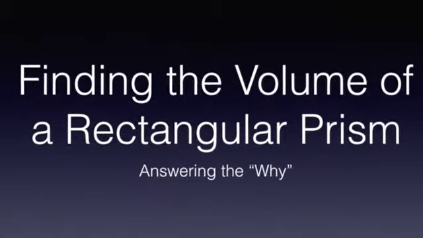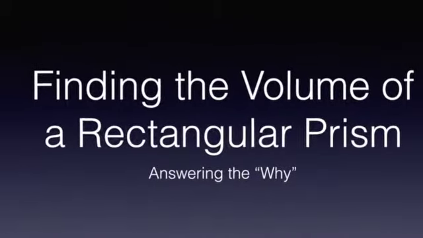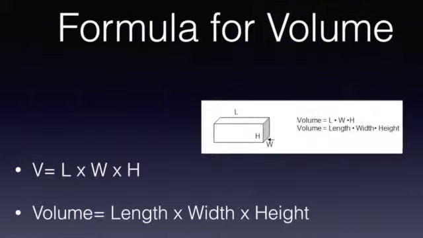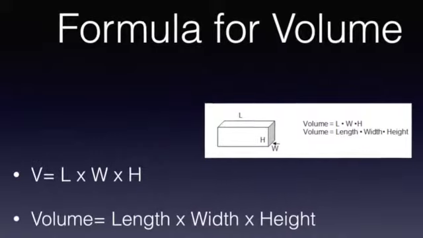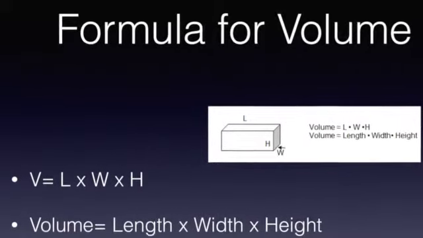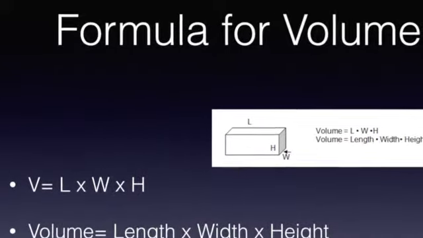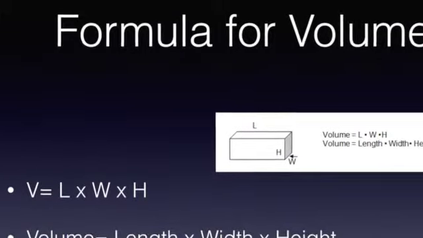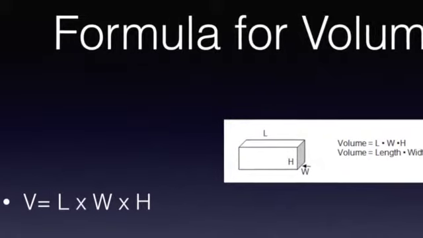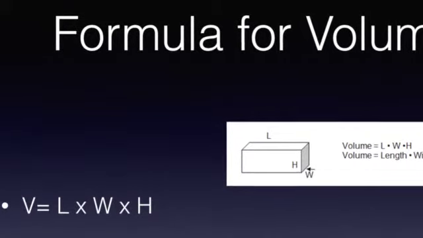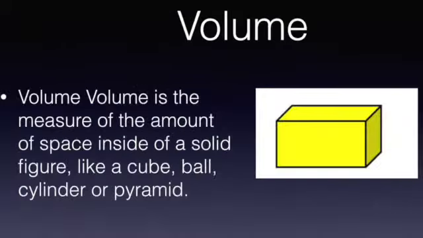Finding the volume of a rectangular prism. Answering the why. The formula for volume is L times W times H, or length times width times height. You might know the formula, but you might be asking, why does it work this way? And that's what we're going to discover.